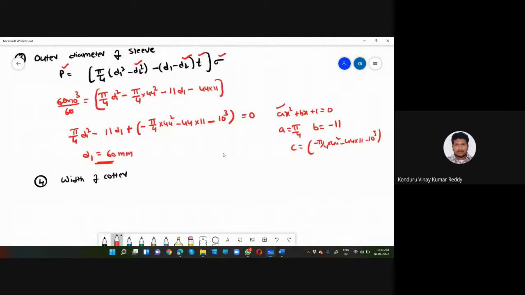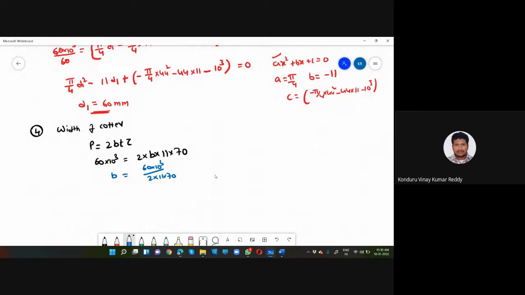For the width of the cotter, we have a formula: P is equal to 2BT into shear stress. P is equal to 60 into 10 to the power of 3, 2 into B, which we have to find, T is 11, and shear stress is equal to 70. If you calculate this, B is equal to 60 into 10 to the power of 3 by 2 into 11 into 70. Thereby the width of the cotter is equal to 40 millimeter.